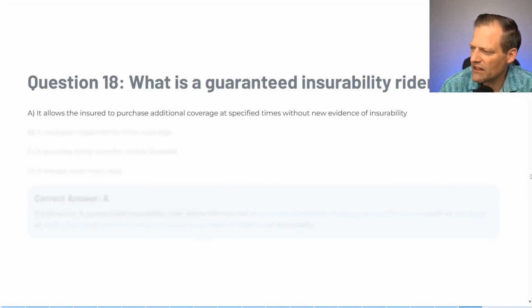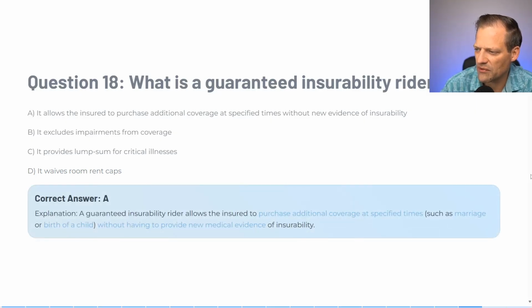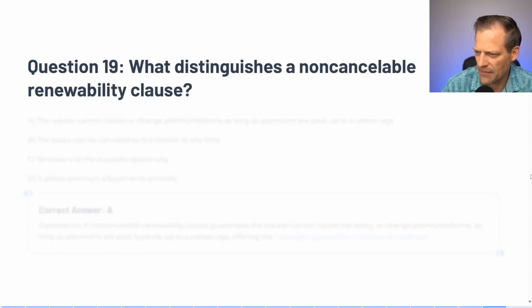Question 18, what is a guaranteed insurability rider? It allows the insured, A, to purchase additional coverage at specified times without new evidence of insurability. B, it excludes impairments for coverage. C, it provides lump sum critical illness. Or D, it waives room rent caps. It's A. Again, guaranteed insurability. It guarantees that you'll be insured for additional coverage, typically life insurance.